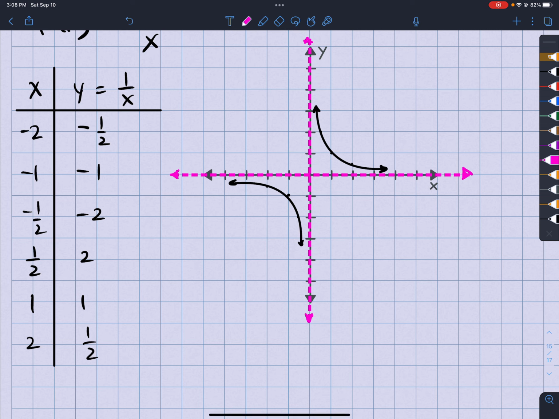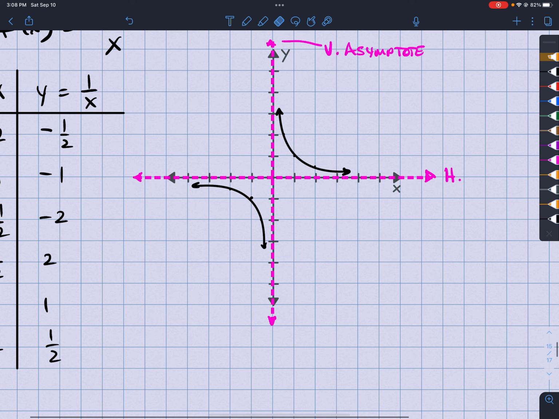This is a horizontal asymptote. And this is a vertical asymptote. So I should probably spell this one a little bit better so that you guys can actually see what it says.